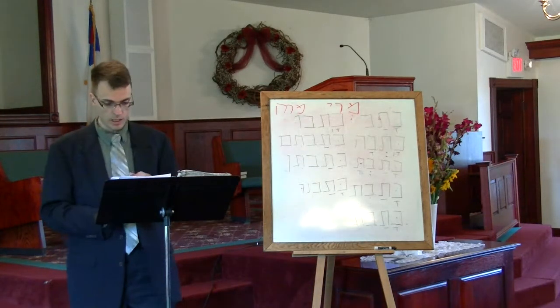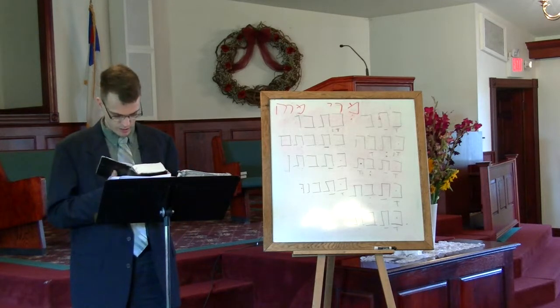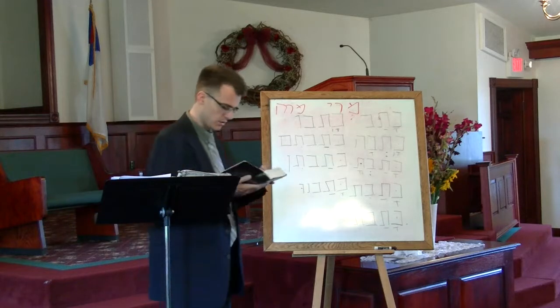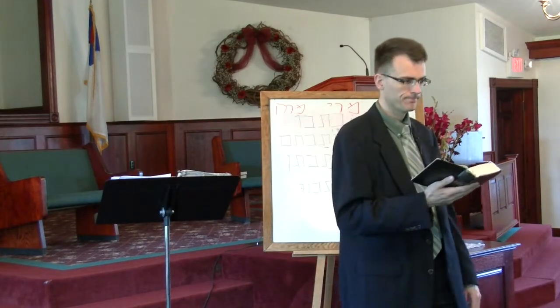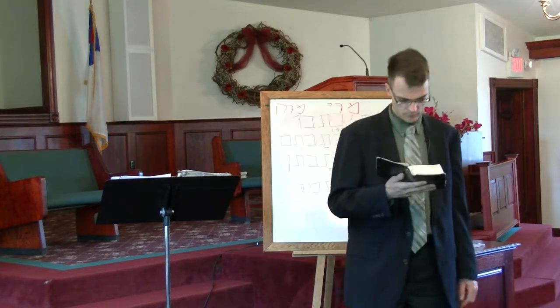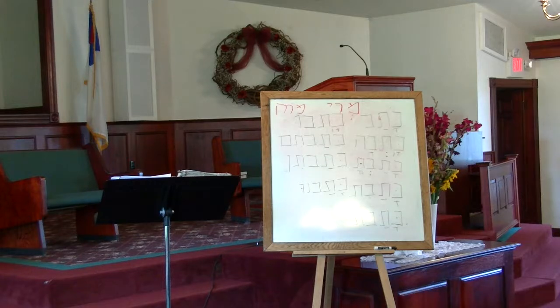Good. Melachim Aleph is 1 Kings. And what page, based on the table of contents here, does Melachim Aleph, this 1 Kings, begin on? No, that's Shemuel Aleph. That's 1 Samuel. Shemuel Aleph. What is it?